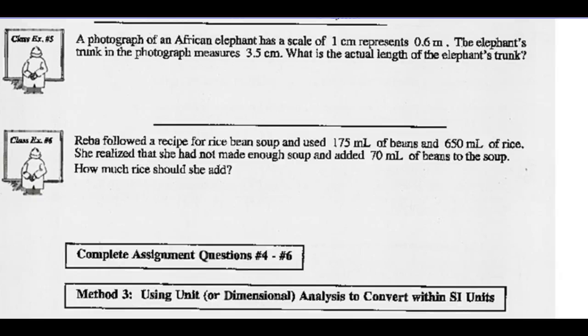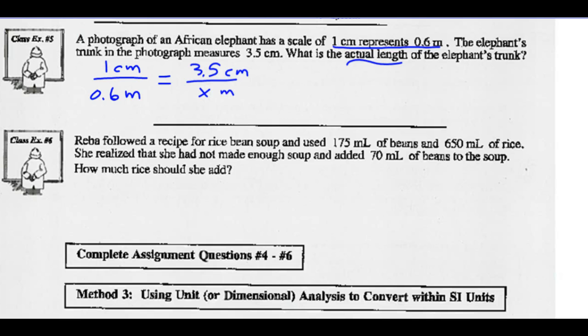A photograph of an African elephant has a scale of 1 centimeter represents 0.6 meters. So I'm given a conversion. So let's do that. 1 centimeter is the same as 0.6 meters. We're given that conversion right there. 1 centimeter represents 0.6 meters. The elephant's trunk in the photograph measures 3.5 centimeters. So I've got centimeters in my numerator up here, so I better have centimeters again. What's the actual length of the elephant's trunk? We don't know. X meters.